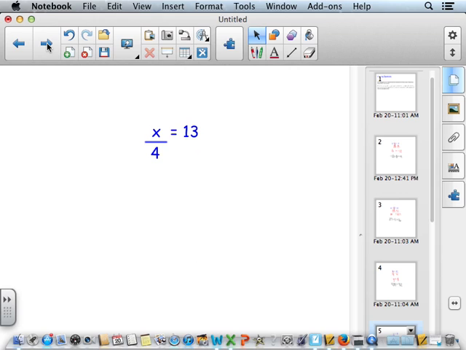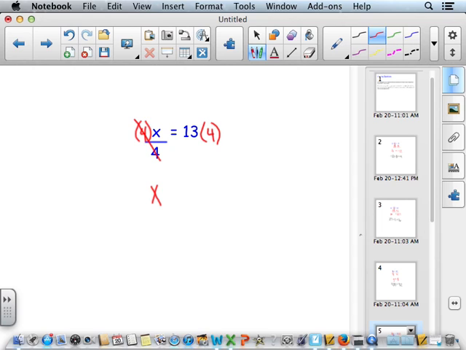Here I have an equation involving division. Because I'm dividing my variable by 4, to solve, I can multiply my variable by 4. Again, if I multiply the left side by 4, I must also multiply the right side by 4. 4 divided by 4 is 1, and since 1x is just x, I now have my variable isolated. Because 13 times 4 is 52, my solution is x equals 52.